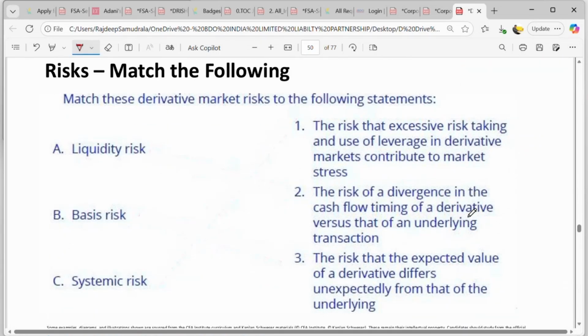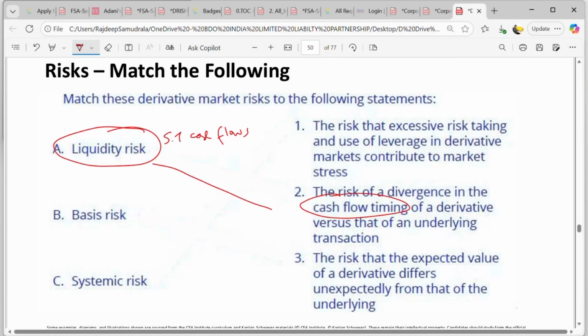Okay, so can we start? What is liquidity risk for sure? Liquidity means, remember we said short-term cash flows, right? Which we have learned in the past also. Short-term and cash flows. So this has got to do with the cash flow timing. Risk of divergence in the cash flow timing of a derivative versus that of a transaction, right? Now, which ones come up and down?